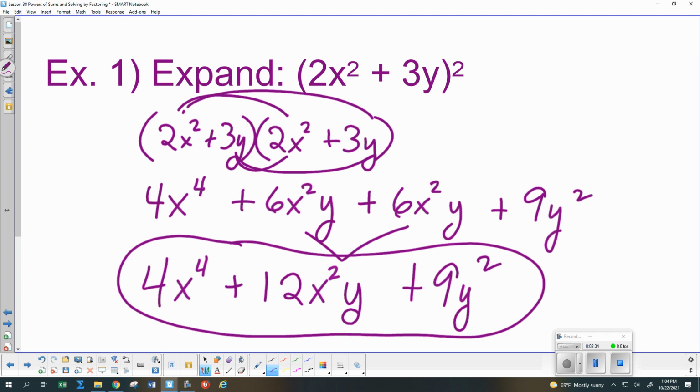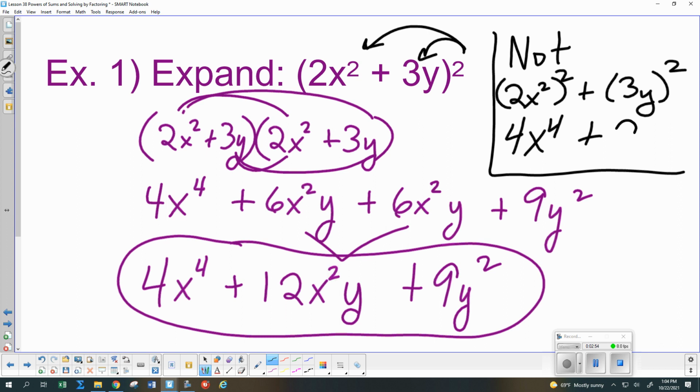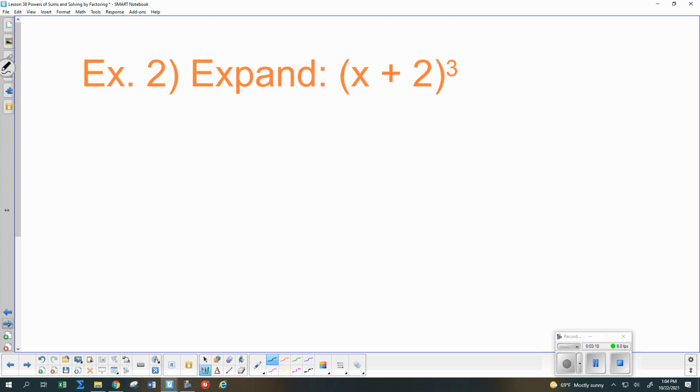Okay, now the mistake that I see the most, so I'm just going to caution you, this is not something where you can just distribute that square. It is not 2x squared squared plus 3y squared. It is not just 4x to the fourth plus 9y squared, because that leaves out the term that we need in the middle. And that's the mistake I see a lot. You can't just distribute that exponent to the two things that are added. We good with that one? Thumbs up, thumbs down?